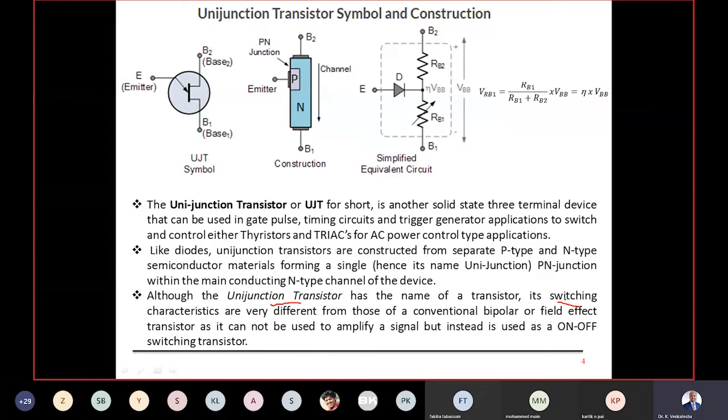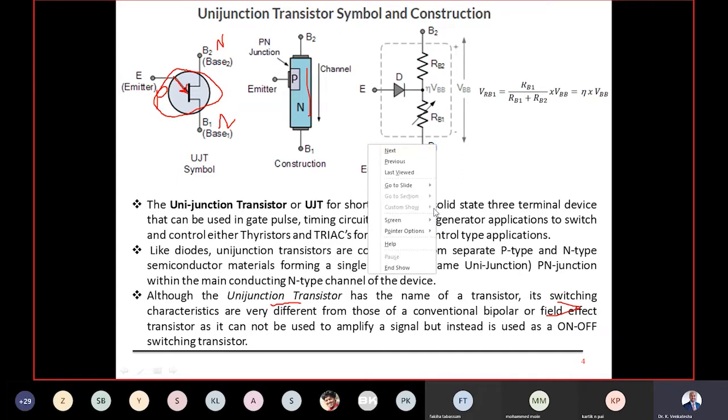But the switching characteristics will not be the same as that of the conventional FET, because this symbol resembles a FET. But you can see at the emitter point there is a bent arrow, and the arrow is pointing towards the base point. The base is N type, and the other base is also N type, the midpoint emitter is P type, NPN sort of thing, but the two N regions are interlinked there, which is going to offer the resistances called RB1 and RB2.